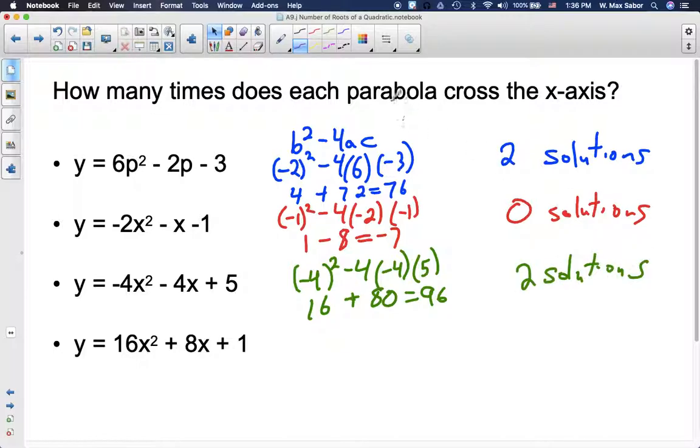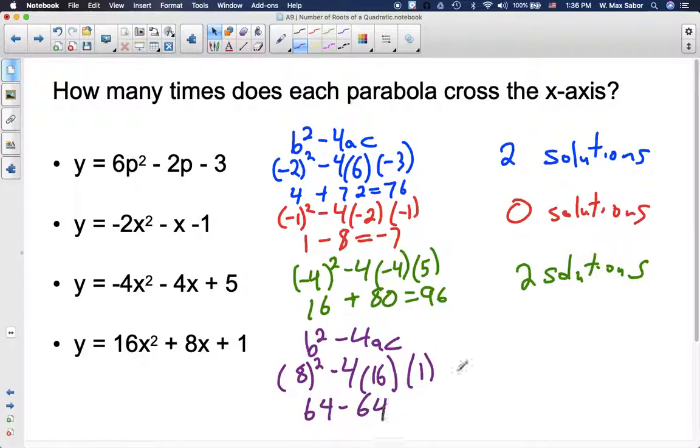You can probably guess how many solutions this last one will be if you've been following the pattern. Just in case, I'll do it out. So b squared minus 4ac. B is 8. A is 16. C is 1, so this is 64. Minus 64 gives us 0, which means there's 1 solution.